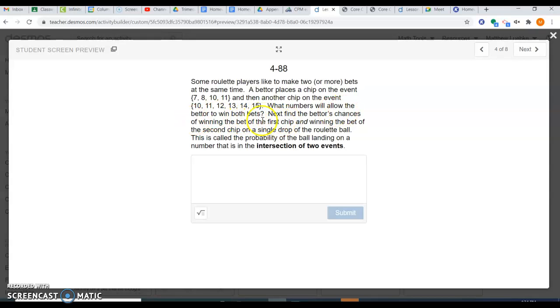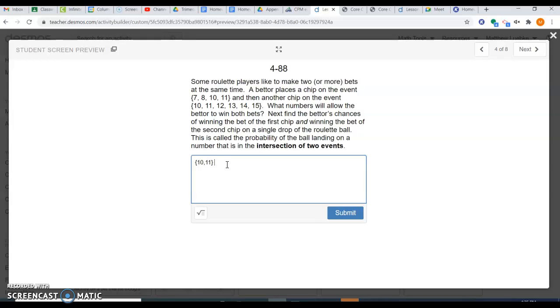Okay? And so we want to say, well, one bet is on 7, 8, 10, and 11. The other bet is 10, 11, 12, 13, 14, 15. Well, we're looking at the intersection, or like I said, the overlapping, and the numbers that overlap are 10 and 11. If the ball landed on 10, if the ball landed on 11, you would win both bets. And so 10 and 11 is your intersection.